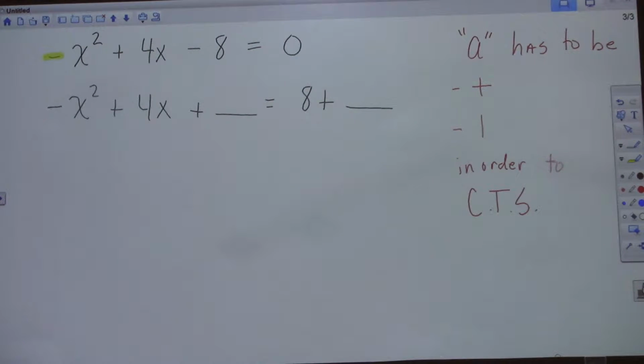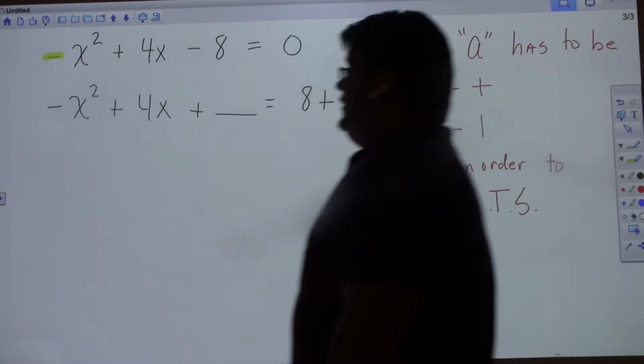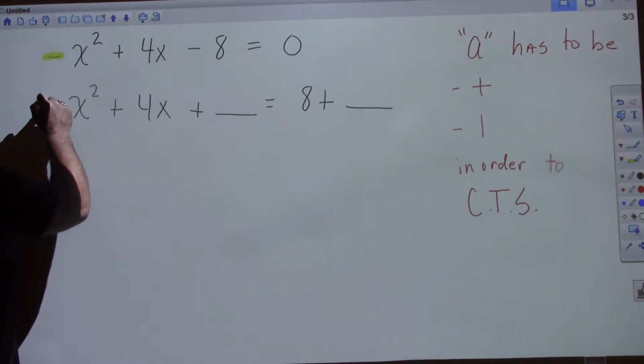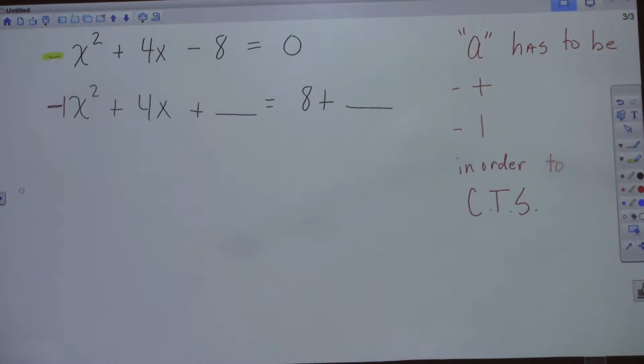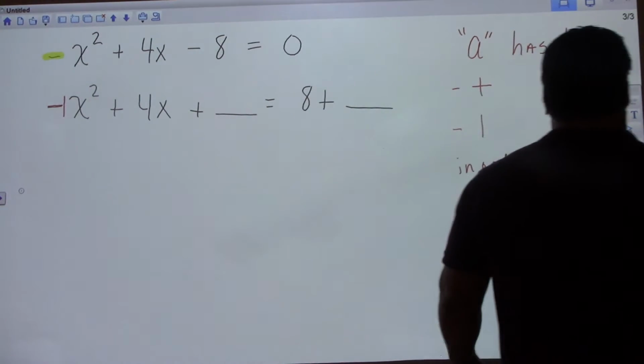Now, right now it's negative 1. A is in front of the x squared. So, right now, you've got negative 1 right here. So you cannot complete the square. You're going to have to factor it out. And there's another rule that you need to remember about factoring. So I'm going to put number 1 right here.